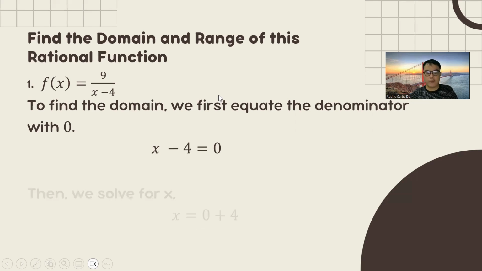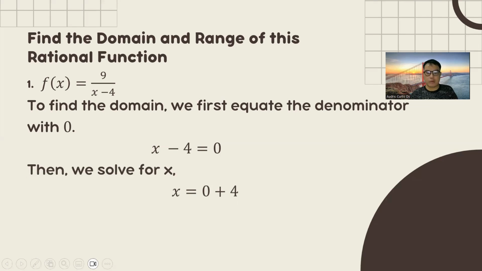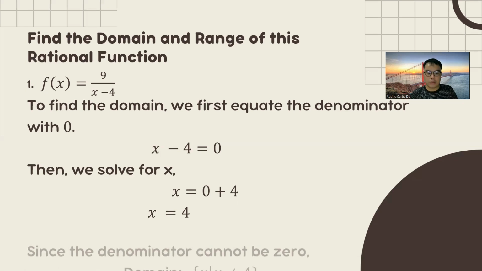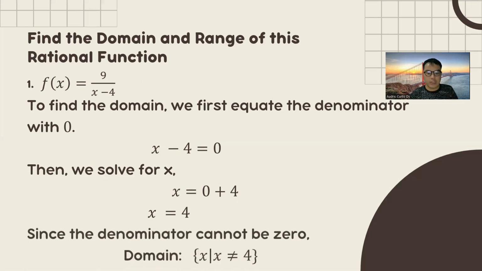Finding the value of x, here it is. Negative 4 has been transposed to the right side, becoming plus 4, so the sign has been changed. As we see, the value of x is 4. Since the denominator cannot be 0, if we substitute 4 in this function, the denominator becomes 0. It violates this rule, so it cannot be 0.